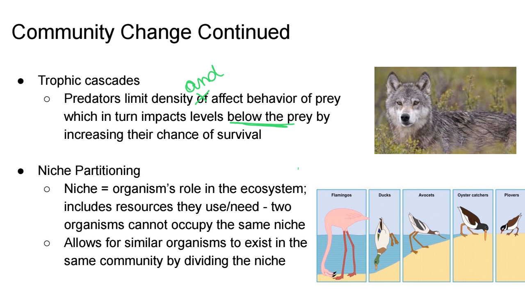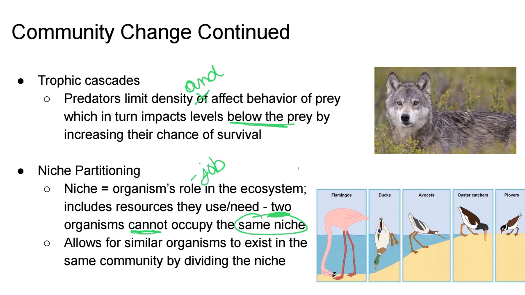Okay, the next one of these interactions here is our niche partitioning. Okay, our niche is the organism's role in the ecosystem. So basically, what is its job within the ecosystem? And within that niche, that's going to include whatever resources they need or they use to complete that job. And so what that comes down to is I've got two organisms here. They cannot occupy the same niche. I can't have two organisms that are consistently fighting for resources. One is eventually going to win, and it can end up leading to complete exclusion of the other one. The other one can end up dying out.